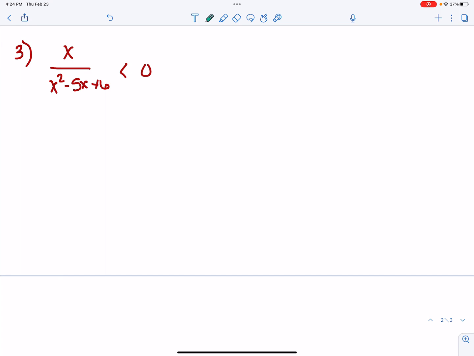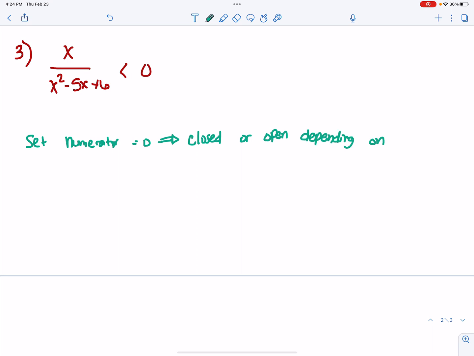Now, to solve an inequality that is a rational function, here's what you're going to do. You're going to set the numerator equal to 0. Oh, no, that's horrible spelling, but, you know. Numerator equal to 0. And it's either going to be closed or open depending on the sign. Since my sign here is strictly less than, you know that it is going to be open.